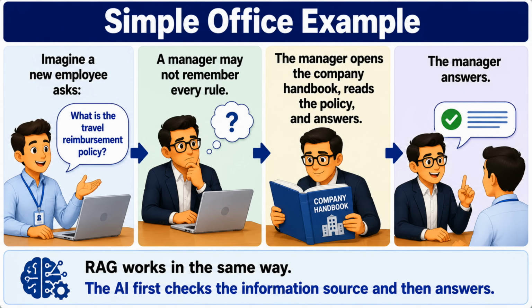Now we will see a simple office example. Imagine a new employee asks, what is the travel reimbursement policy? The manager may not remember every rule. The manager opens the company handbook. The manager reads the policy. Then the manager gives the answer. RAG works in the same way. The AI first checks the information source and then creates the answer.